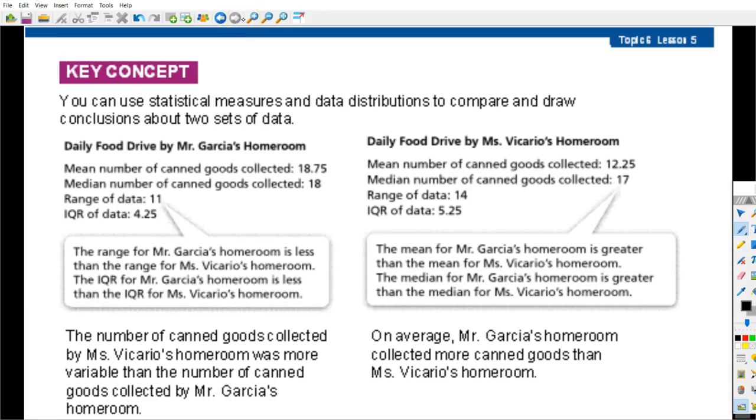You can use statistical measures and data distributions to compare and draw conclusions about 2 sets of data. These are key concepts, and you can go over this if you'd like. But the lesson is over, and we're done for today. We're done with this lesson. So get on with the homework.